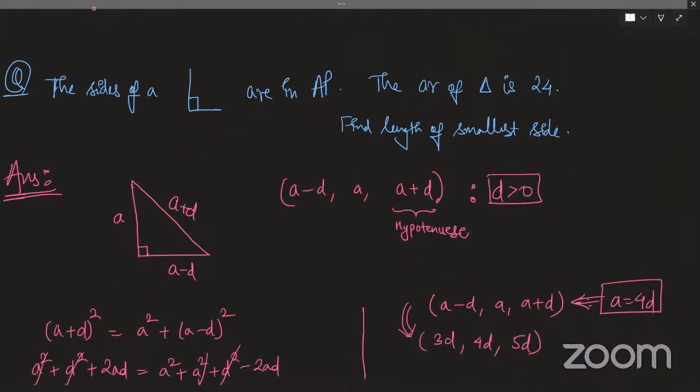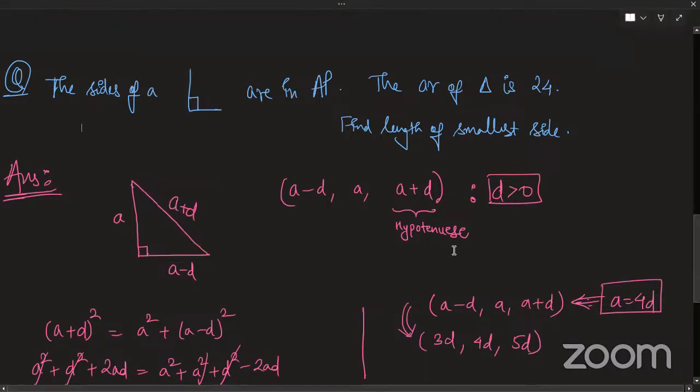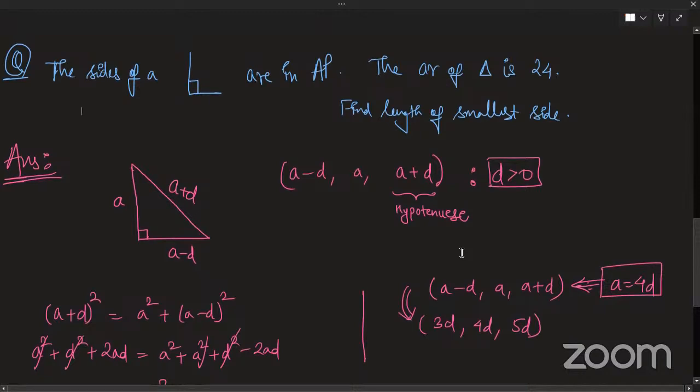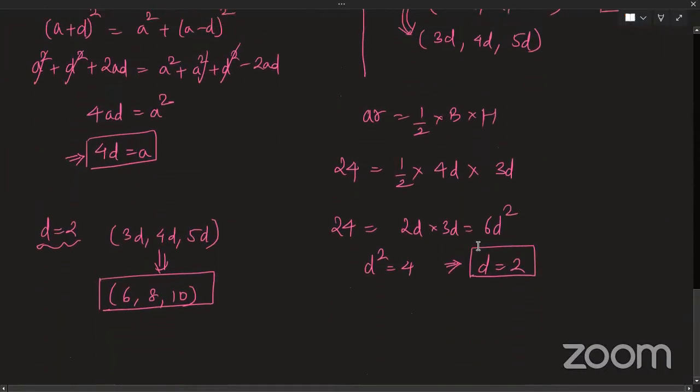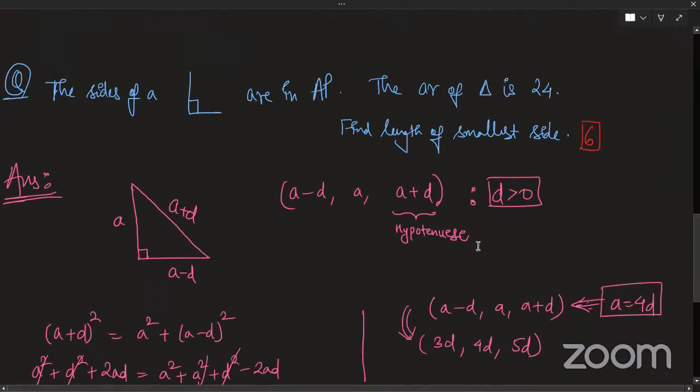Can anyone tell me what is the length of the smallest side? What is the smallest number out of 6, 8, and 10? Correct, 6. Everyone understood the question, right?